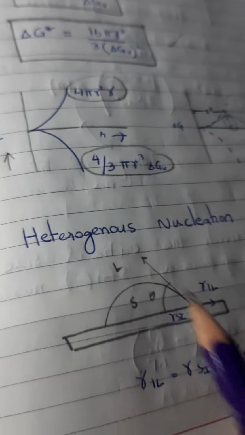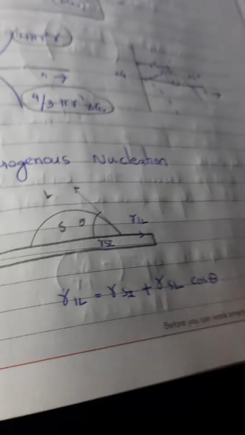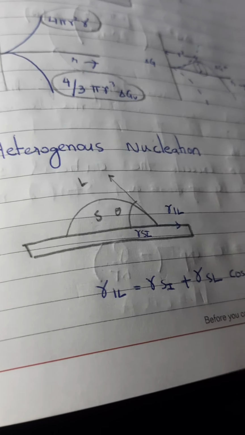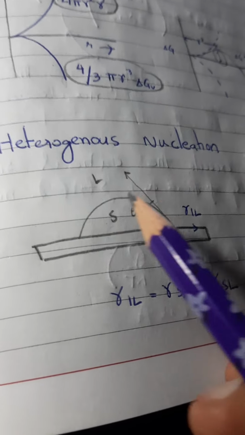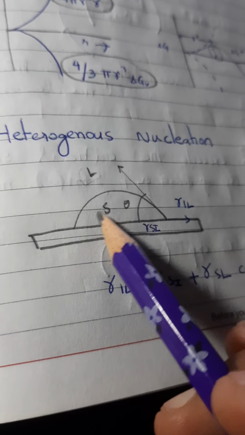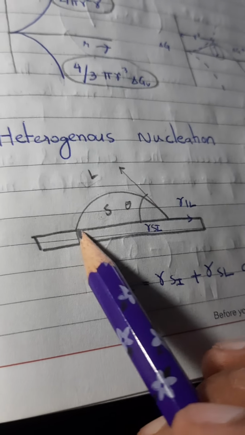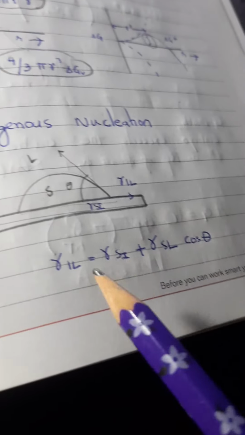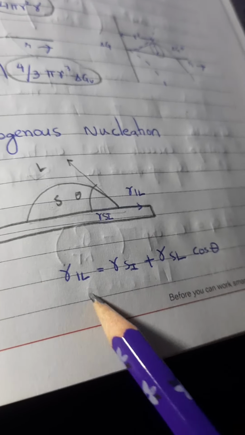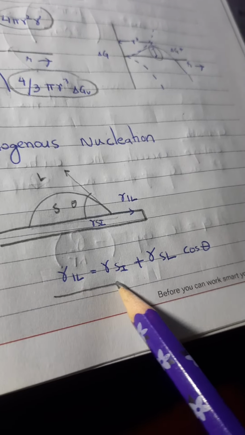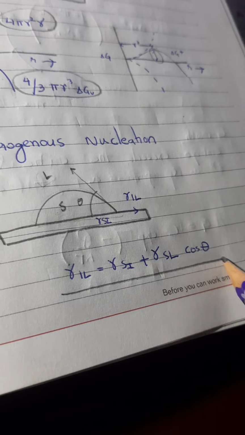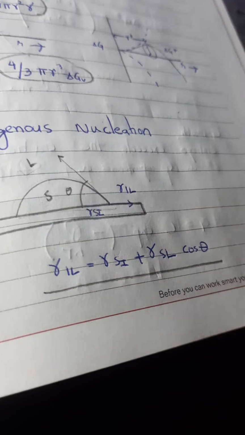Now heterogeneous nucleation, on the other hand, is based upon Young's formula. So we have a solid solution, and we have a liquid, we have a solid growing, and this is the interface. It is based upon Young's formula: gamma IL is equal to gamma SI plus gamma SL cos theta. This is the angle theta.